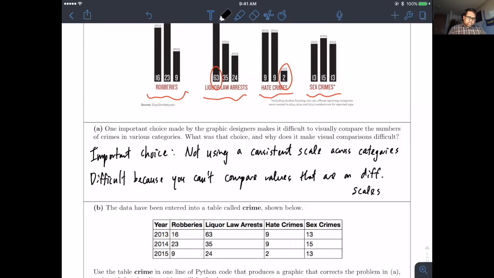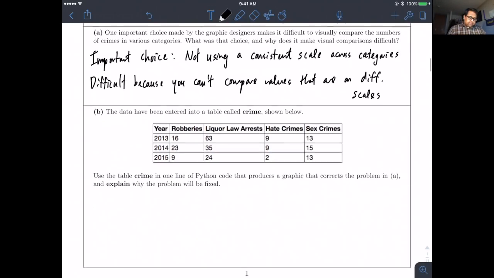So that was a pretty straightforward question. Not really a curveball there.